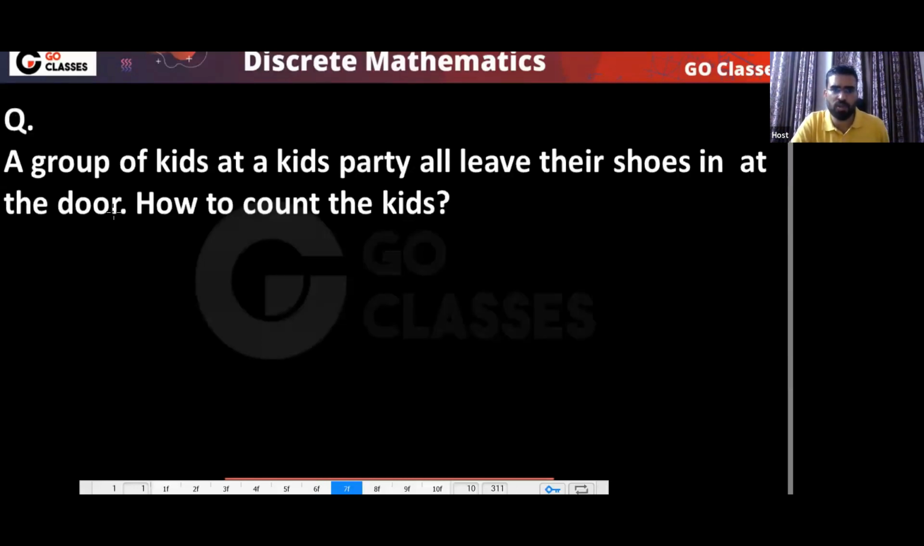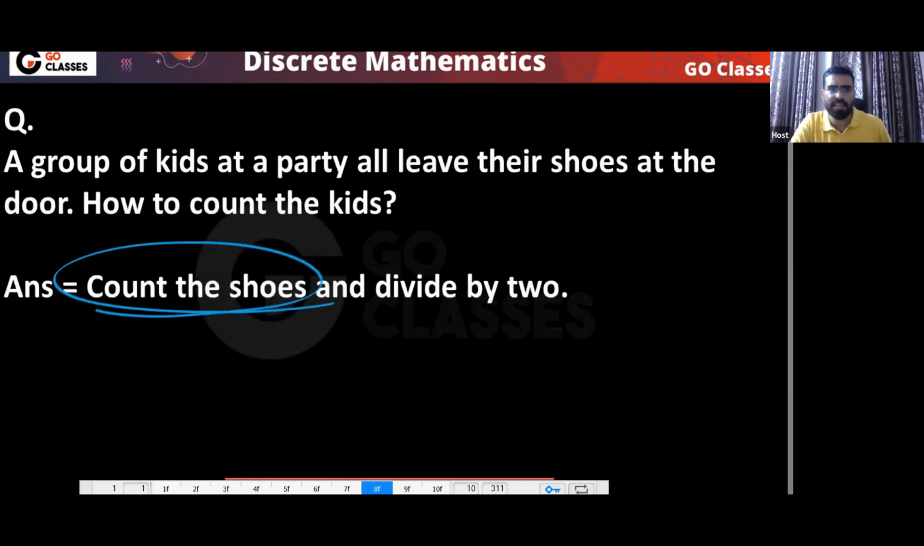So tell me, what will be your answer? A group of kids at a kids party all leave their shoes at the door. Then tell me, how will you find how many kids are there? How to count the number of kids? Very simple, count all the shoes and then divide by 2.